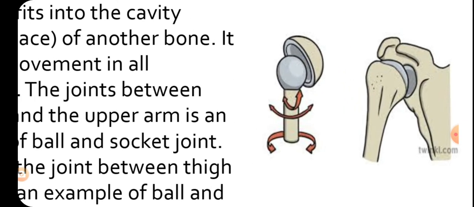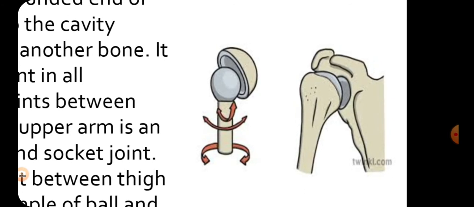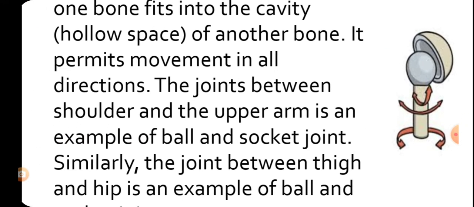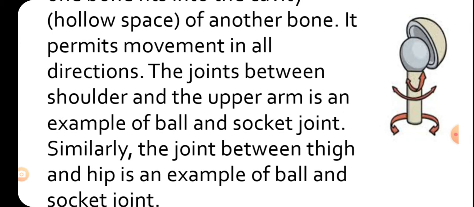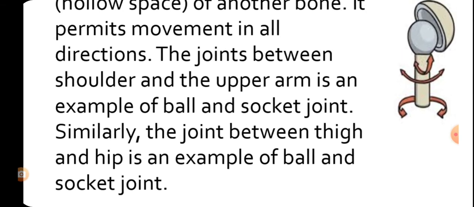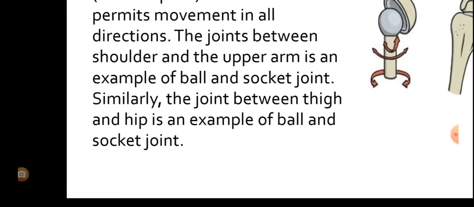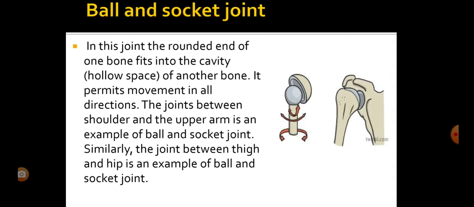As you can see in this diagram, two bones are attached together. One bone has a rounded end, and that rounded head fits into the cavity or the hole of another bone. The joint between our shoulder and upper arm acts like a ball and socket joint, and it allows movement in all directions. The joint between our thigh and hip is also an example of a ball and socket joint. So these two are examples of ball and socket joints.